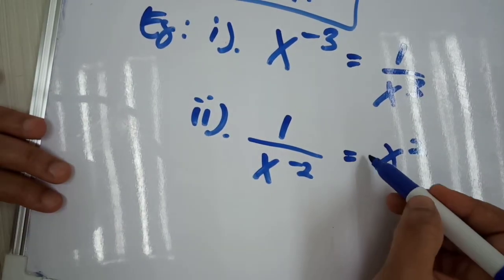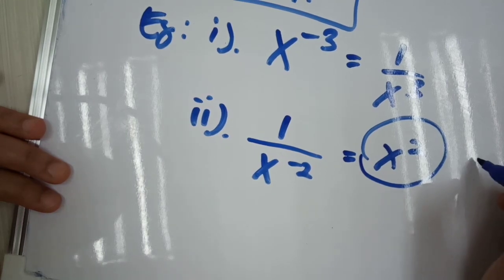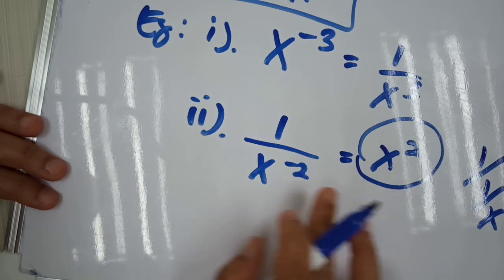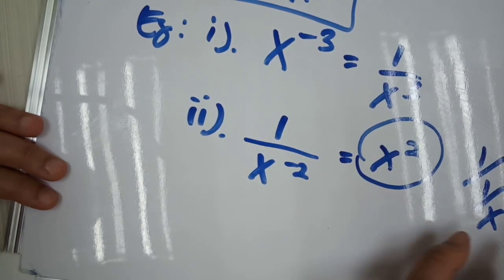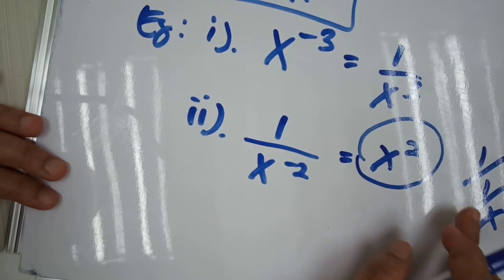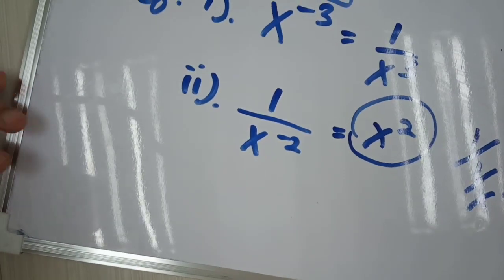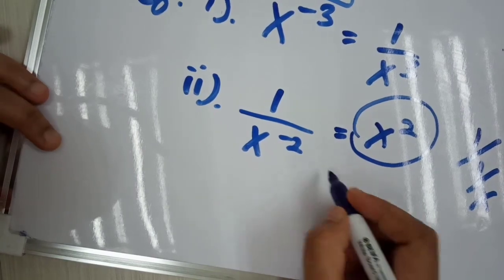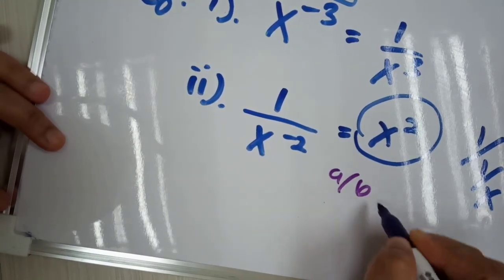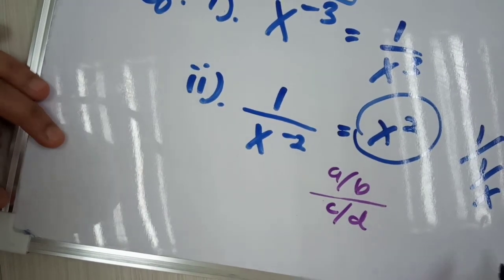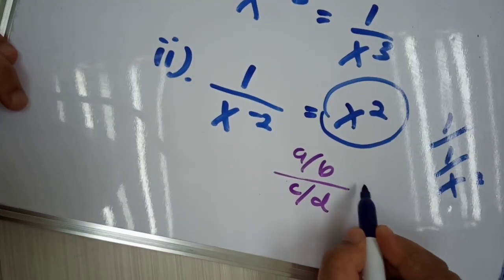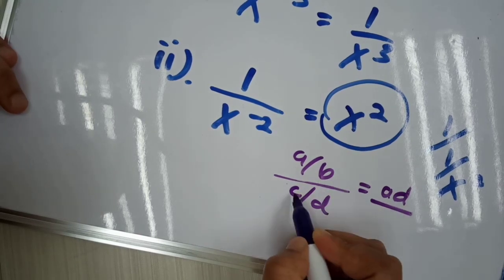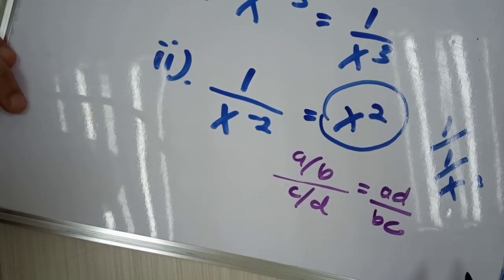Okay, why do we get x power of 2? Because previously we have 1 over x power of 2, and we just bring it down. For this one you have to remember there is one formula. Let's say I have a fraction a over b divided by c over d. So now the answer is ad, you multiply ad, and b and c, divided by bc.